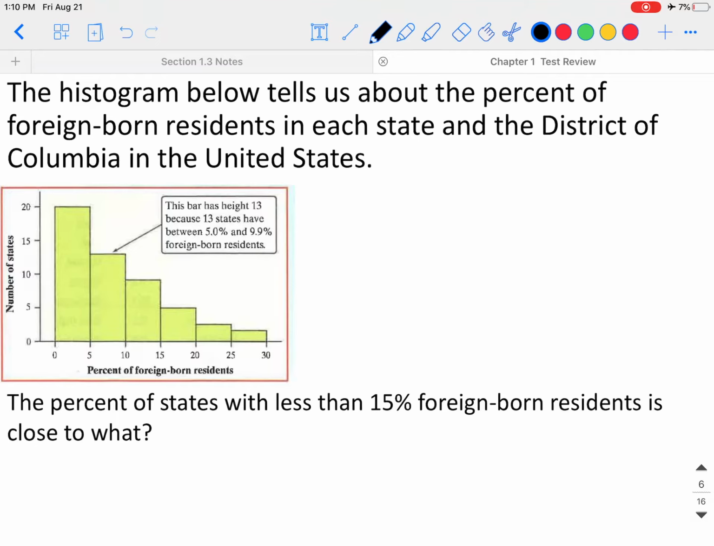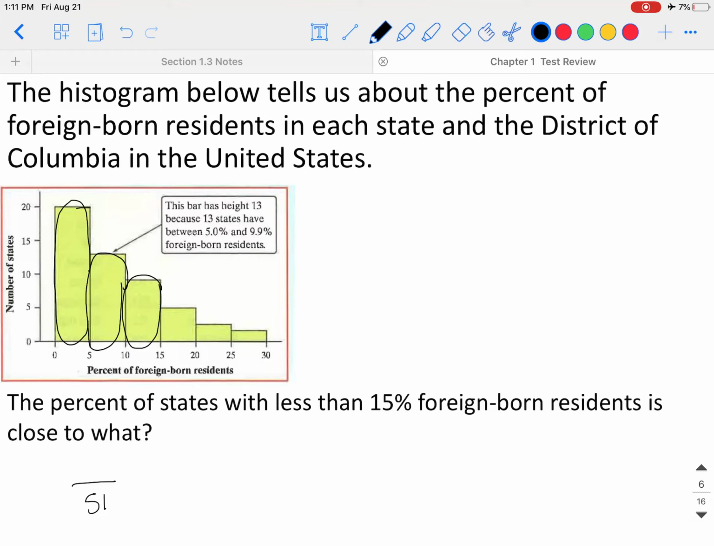The histogram below tells us about the percent of foreign-born residents in each state and the District of Columbia in the United States. The percent of states with less than 15% foreign-born residents is close to what? So less than 15% would include this bar, and this bar. Now we know we're talking about the United States, all the states, and the District of Columbia.